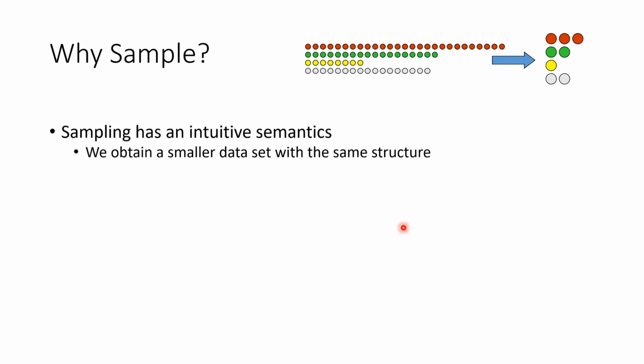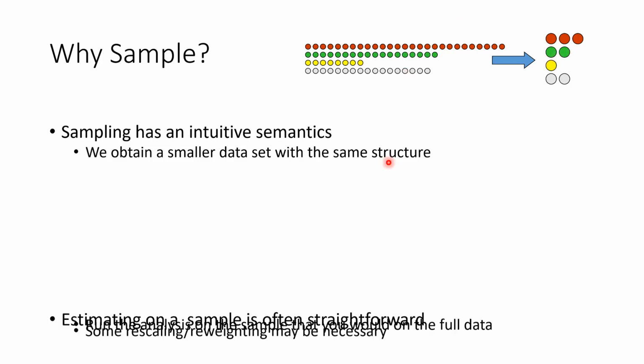So what is sampling? I think you're all very aware of it. We have a population and we select from that a sample. So we're basically reducing the size of your data. And we know why we're doing it. But sampling has intuitive semantics. We obtain a smaller data set, but we always try to have the data set be representative of the original bigger data set. In other words, we select a sample in a way that makes it representative of the population.